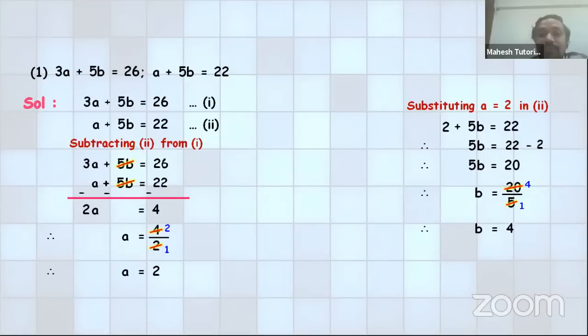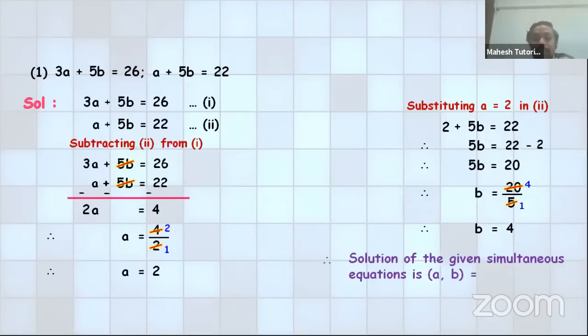No, we need to write down the final statement. So everyone look at the final statement now. Solution of the given simultaneous equation is x and y, not written here. They have written a and b. Are they correct? Yes, because the 2 alphabets given to us in the equations were a and b.